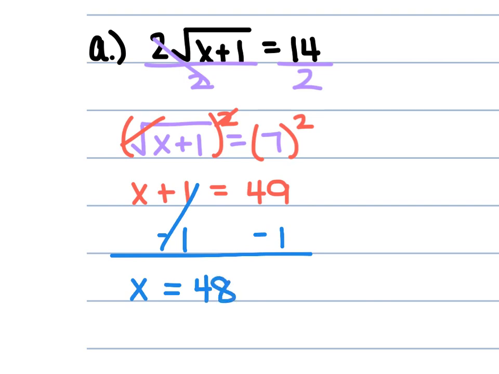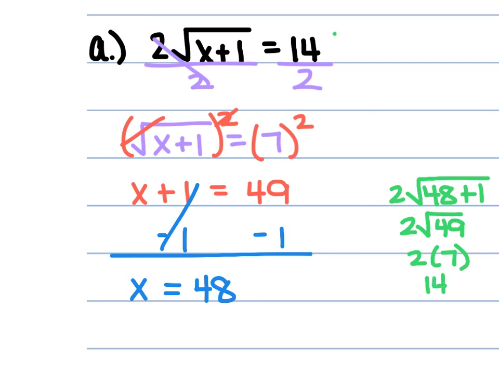So now we got to check. So we have 2 square root 48 plus 1. The 48 plus 1 is the square root of 49, so 2 square root 49, that's 2 times 7, and that is equal to 14. That's 14, we're good. So x is equal to 48.